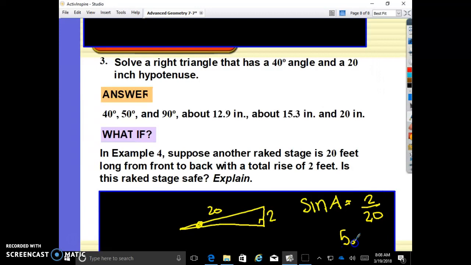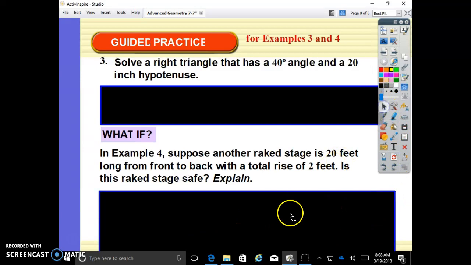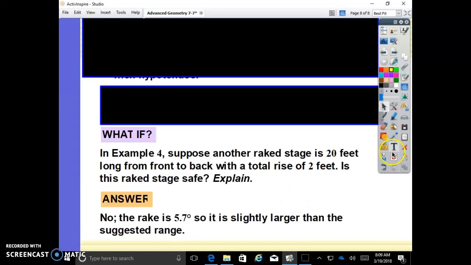I get 5.739, so it's approximately 5.7 degrees. Is that safe? No, it had to be less than 5 degrees, so no, this is not a safe stage. It's a slightly larger degree. It's more sloped than what they consider to be safe in their suggested range.